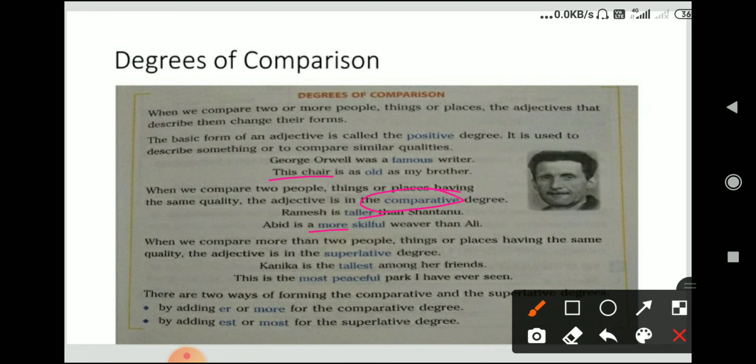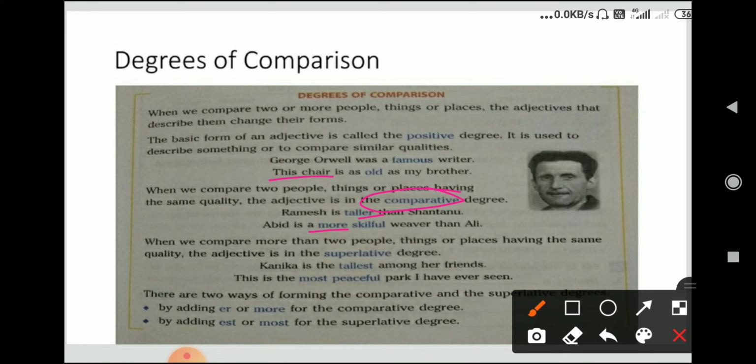You can make the comparative degree by joining the er suffix to the root word: tall, taller. Or sometimes you can join more to the root word, like more skillful, plus than. So here the comparative degree is comparing two things. The positive degree is presenting only one thing. This you have to keep in your mind.